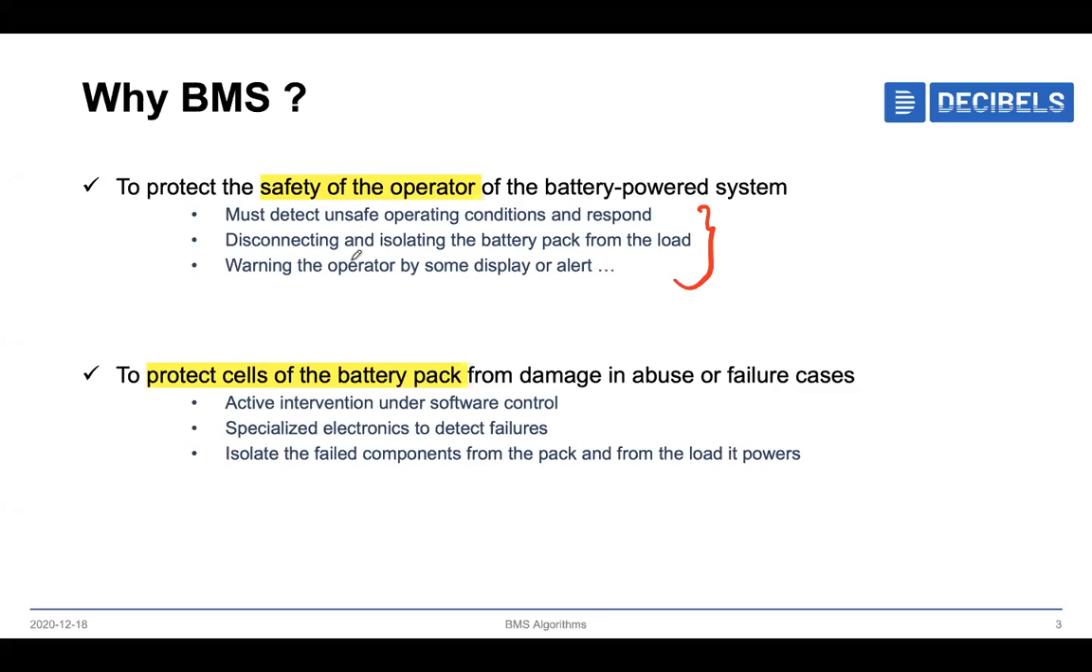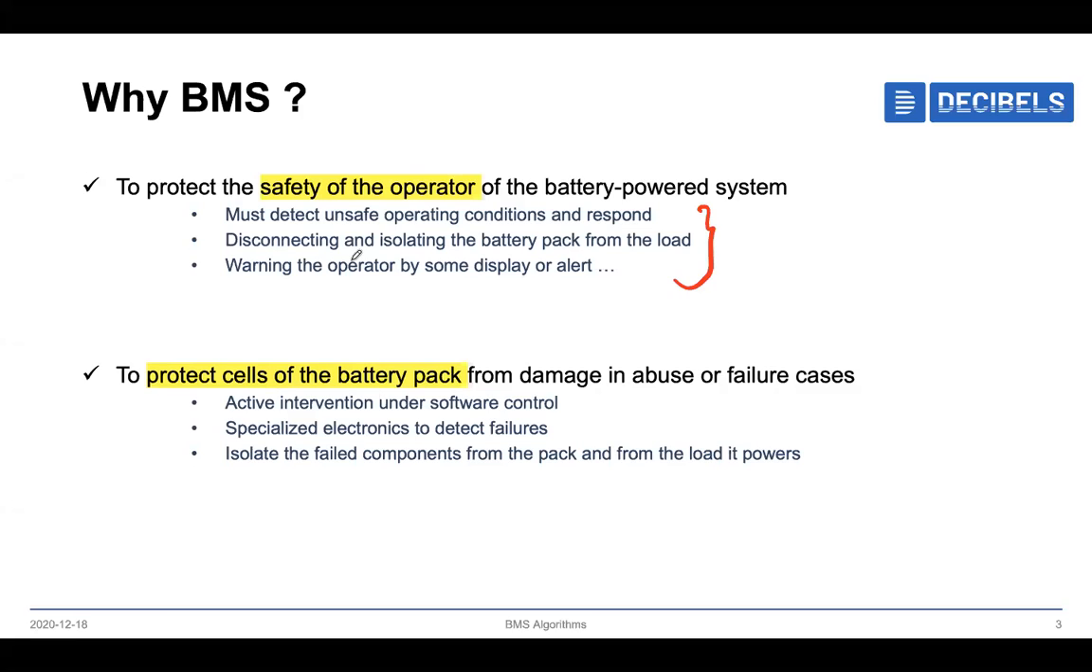So the first thing is that it has to detect unsafe operating conditions and respond accordingly. What exactly are the different types of unsafe operating conditions? They include when we are discharging the cells drastically, or when we are abusing the cells, or when we are operating the battery pack out of temperature zones, or when a short circuit happens in the battery pack. So these are unsafe operating conditions, right? In those conditions, the BMS has to come into the picture, detect those things, and respond accordingly.